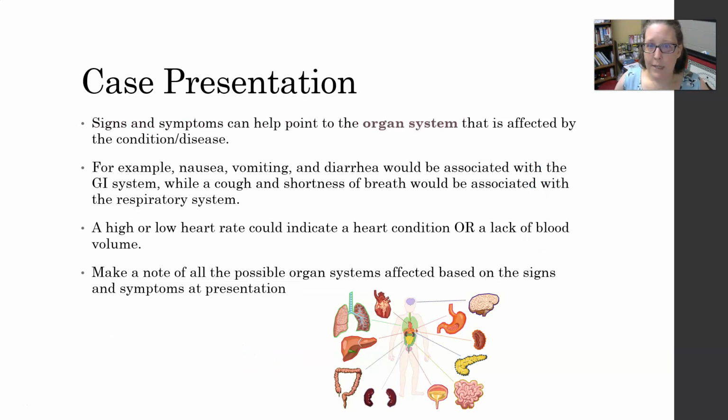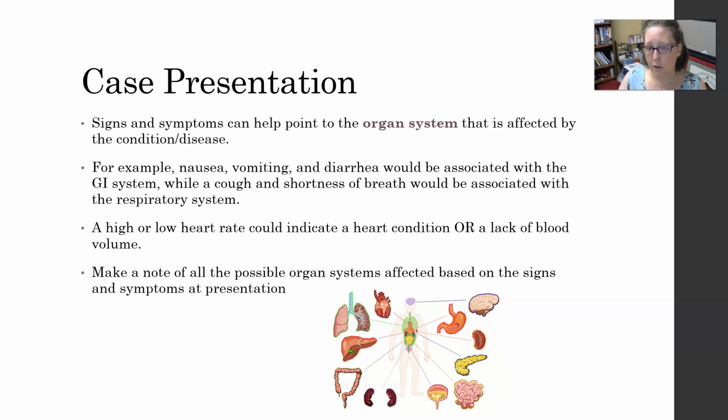So next, I want you to think about the signs and symptoms within the case presentation, and are they pointing to a specific organ or organ system that could be affected by the condition or disease. For example, nausea, vomiting, and diarrhea would be associated with the GI system, while a cough and shortness of breath would be associated with the respiratory system. So that's kind of obvious right there.